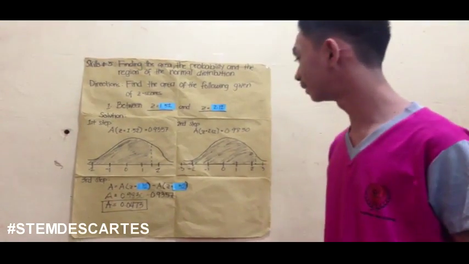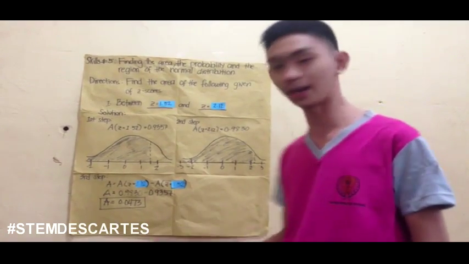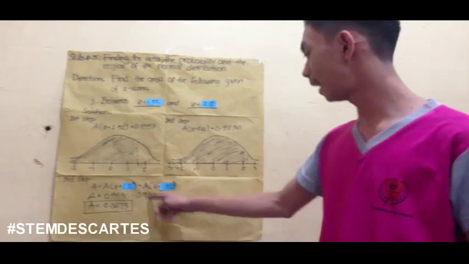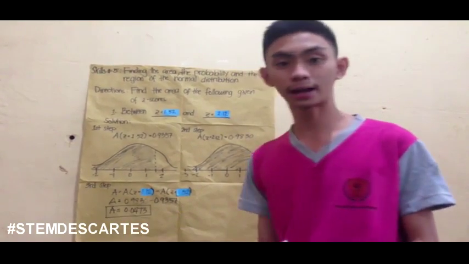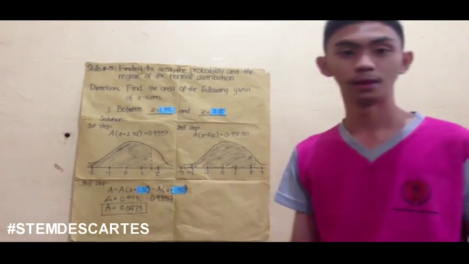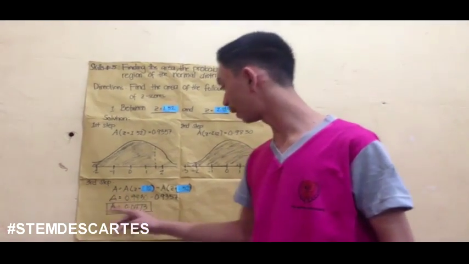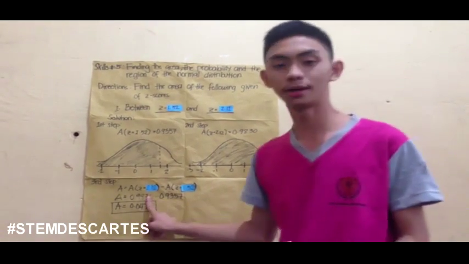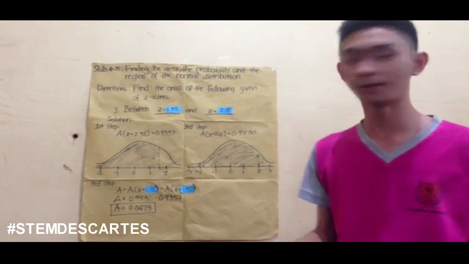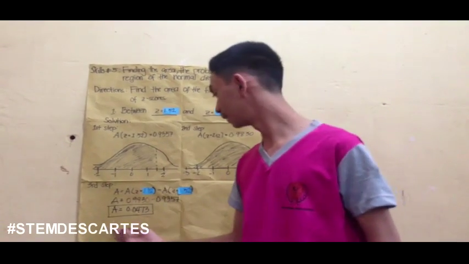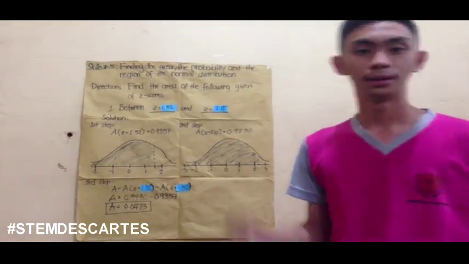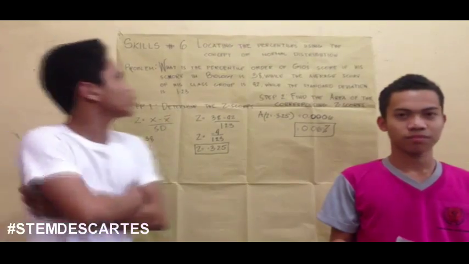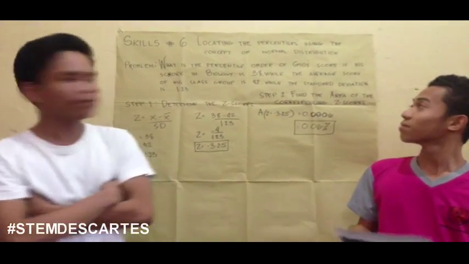So the area is equal to A of z equals 2.12 minus A of z equals 1.52. In subtracting, we must first subtract the bigger one, which is 2.12. So, next step is A equals 0.9830 minus 0.9357. So the answer, the area, is equal to 0.0473.